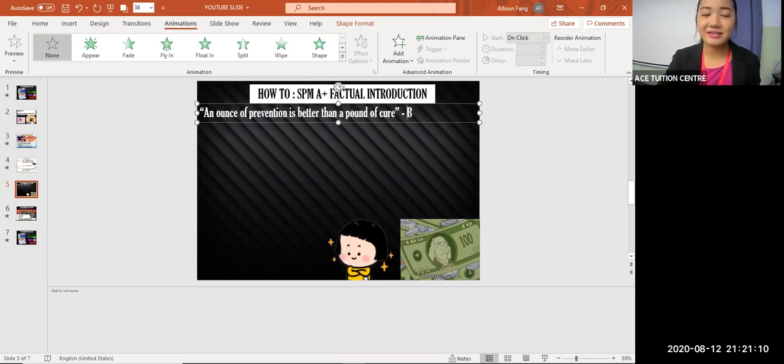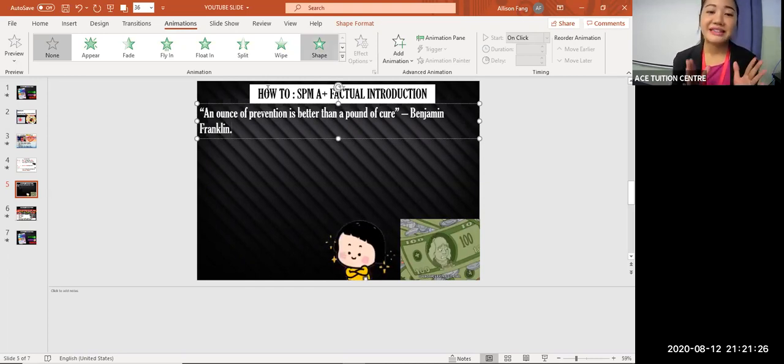The style of your essay can look like this when it comes to SPM: by Benjamin Franklin. He is the historical figure. If you want to know more about Benjamin Franklin, feel free to Google him. That's not my job right now. An ounce of prevention is better than a pound of cure. This is a super duper eye-catching introduction.